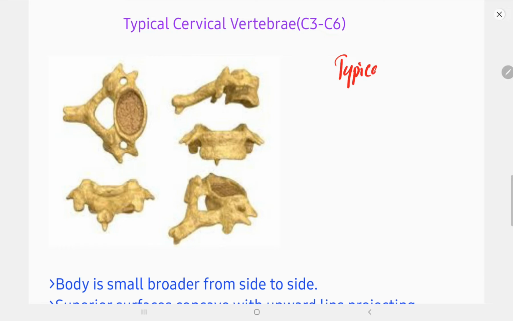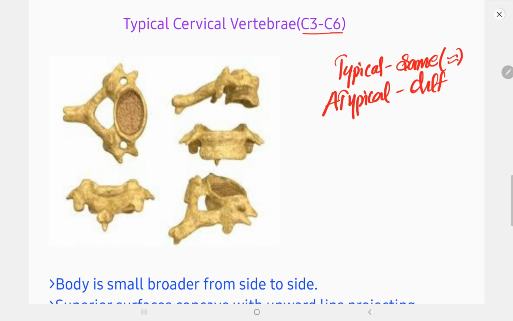Typical means same, approximately the same characteristics. The people or the things showing approximately the same characteristics are known as typical, and atypical means having different characteristics. So from C3 to C6, these cervical vertebrae are showing the same characteristics, other than C1, C2 and C7, which are atlas, axis and vertebral prominence.